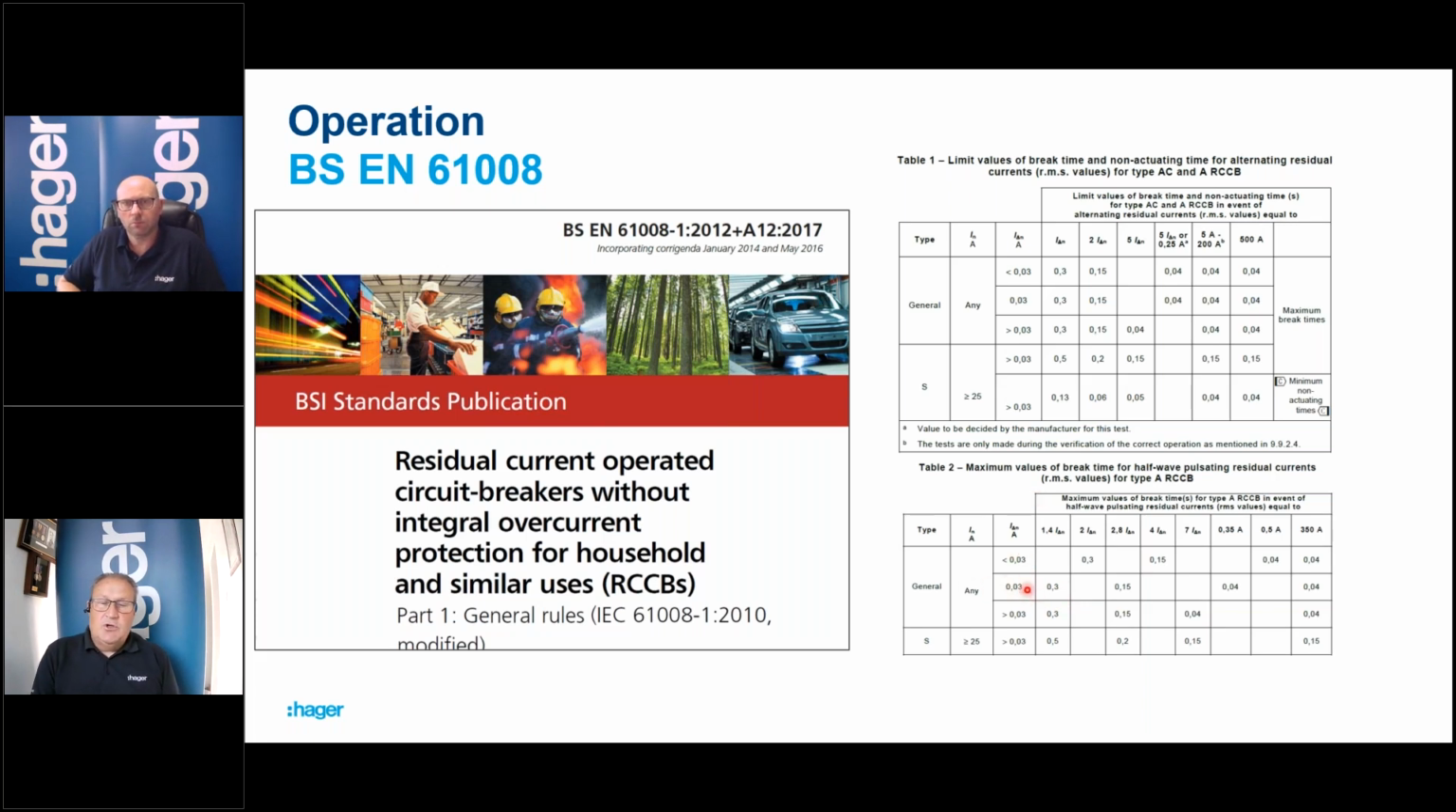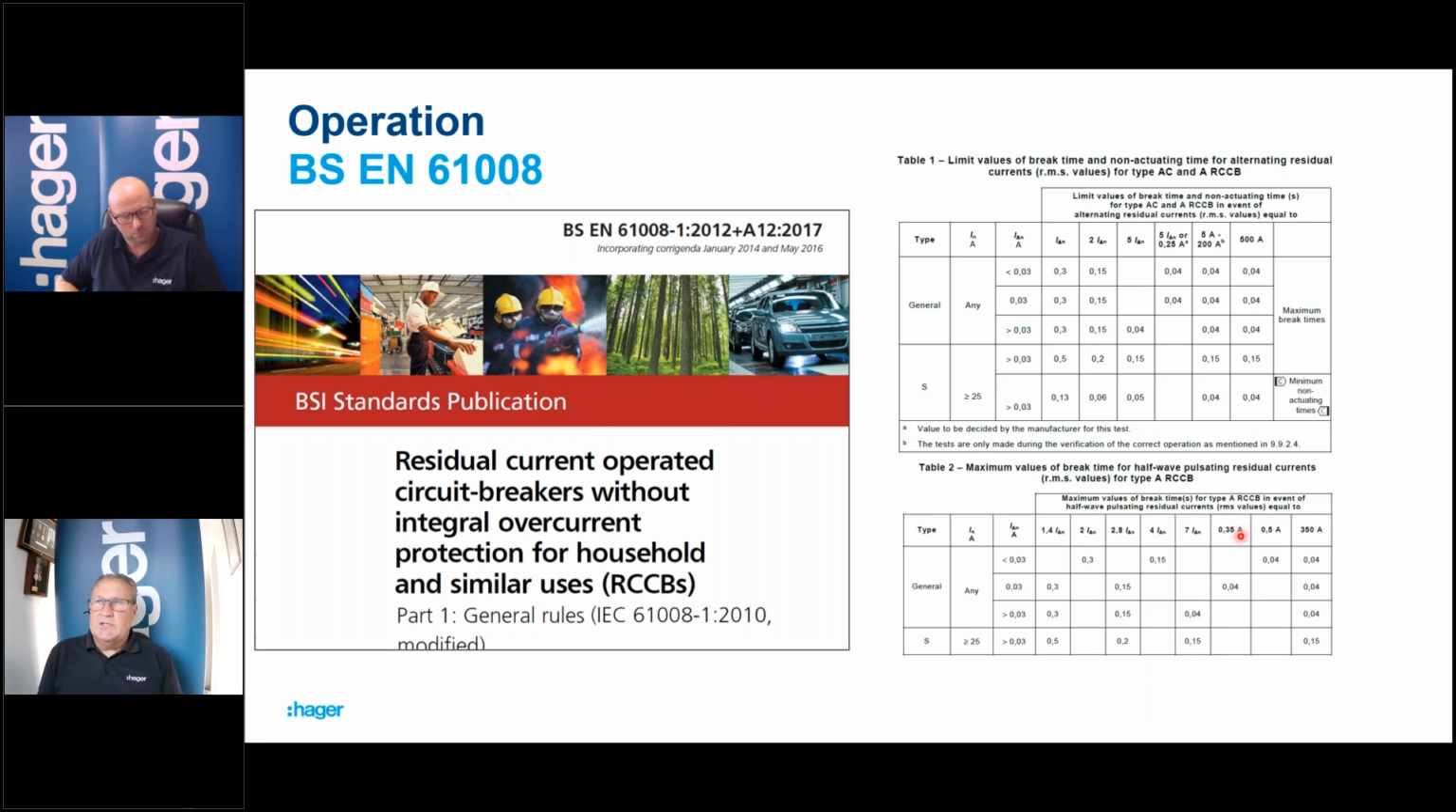What table 2 is requiring, if we're going to inject a pulsating residual current for a 30 milliamp device to trip within 300 milliseconds, we should have been injecting 1.4 times its current rating. To trip it in 40 milliseconds, we should be injecting 350 milliamps. Now, we were injecting lower values than that and still checking against those times.